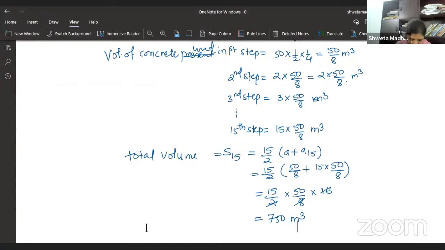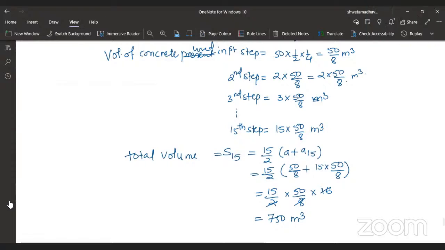Any other doubt? Anyone has? I have one doubt from one material question, on the half cylinder. Ma'am, I had a doubt. Ma'am, I had sent it to you on WhatsApp.